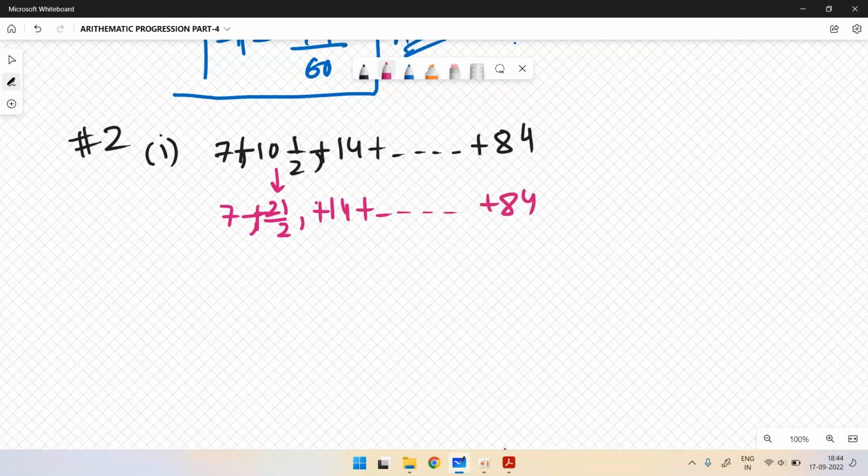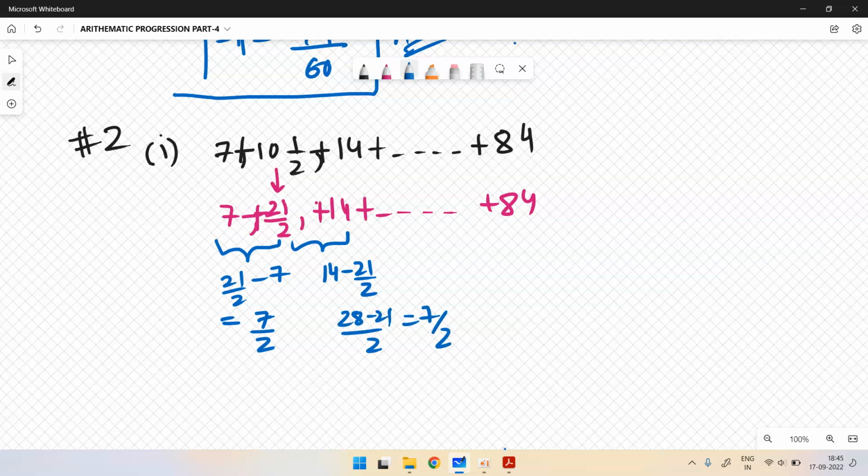If you check, the difference here is 21 by 2 minus 7, which is 7 by 2. The next difference is 14 minus 21 by 2, which is 7 by 2 as well. And 28 minus 21 by 2 is also 7 by 2. So the difference is the same, which implies this forms an arithmetic progression.